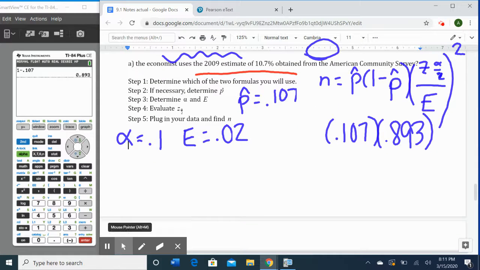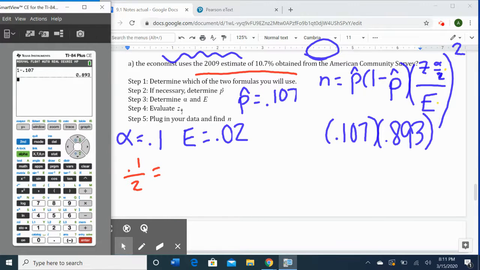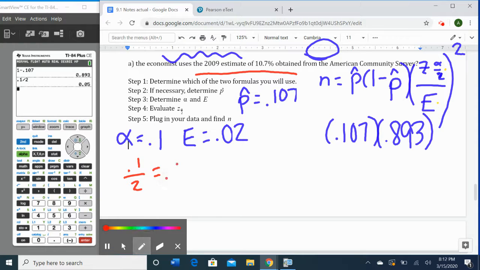So I'm on my way to plugging everything into this formula over here. I just need to find this Z-score. Let's start by taking alpha divided by 2. So 0.1 or 10% divided by 2 is 5%, 0.05. So I want to find Z sub 0.05.